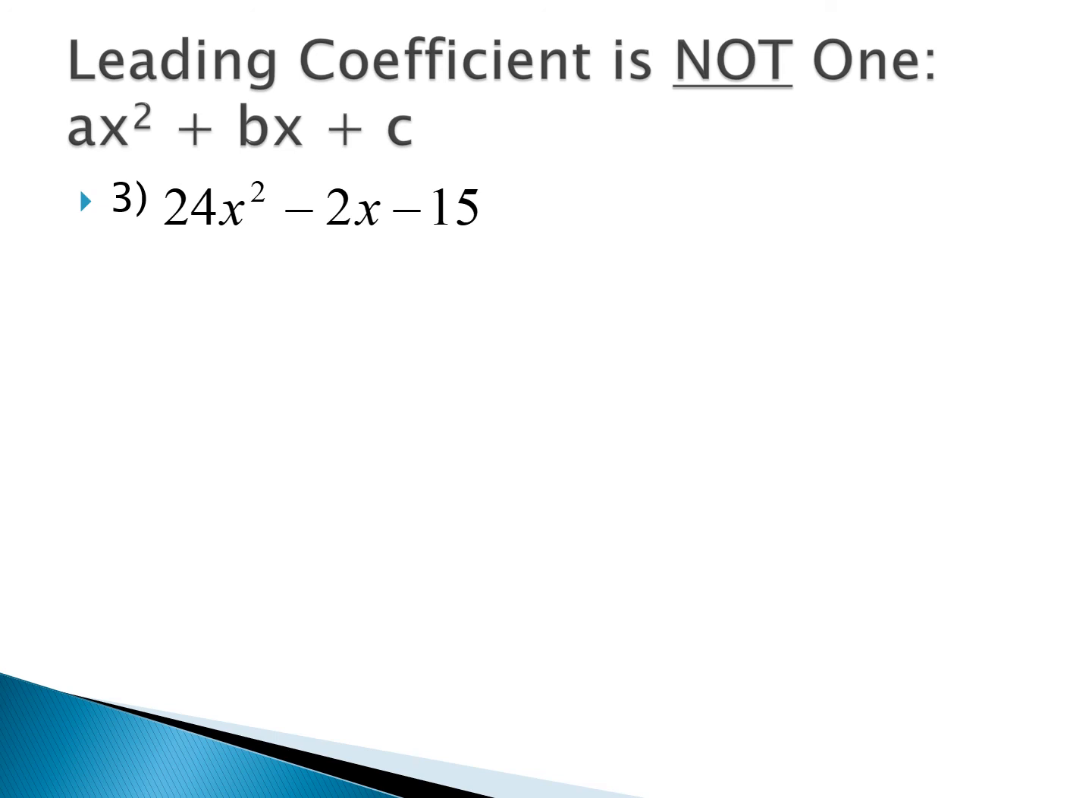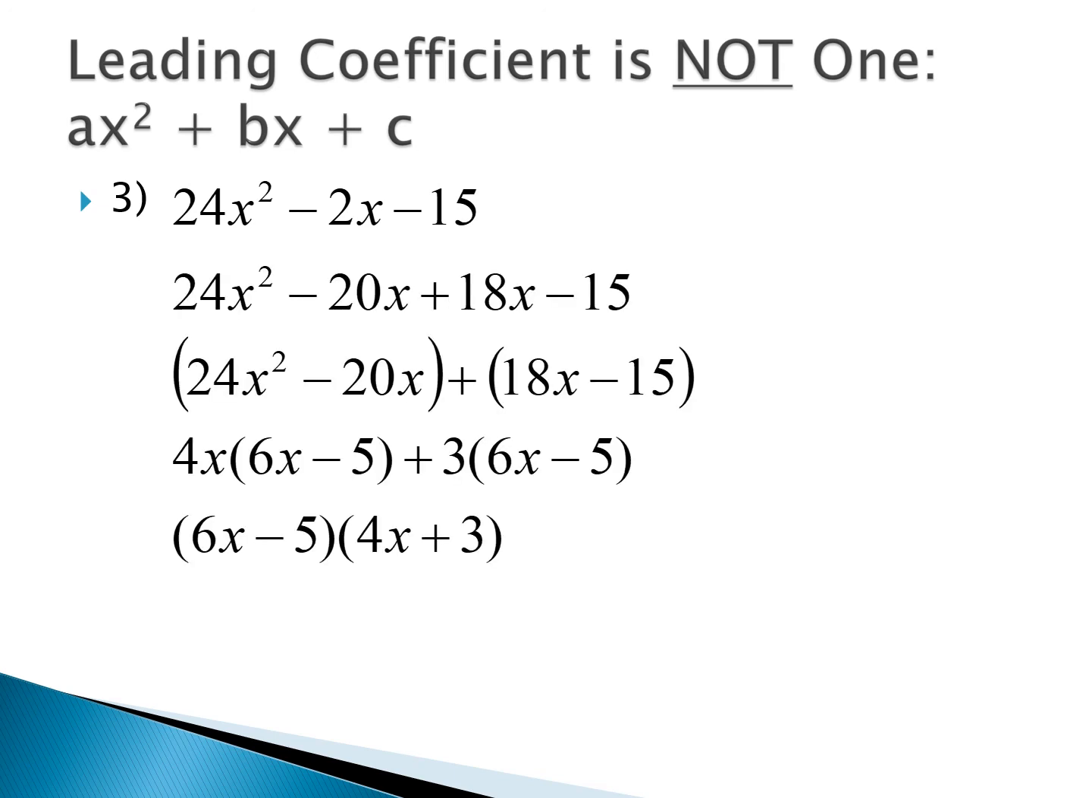For this one, don't see a GCF, multiply together A and C, and this is why this method is going to be helpful, because sometimes you get very large numbers. 24 times negative 15 is negative 360. So you might need to use a calculator here to determine, okay, what two numbers multiply to get negative 360 that add to get negative 2? It was negative 20 and positive 18. We then group those together. You get 4x times 6x minus 5 and 3 times 6x minus 5. Factor out that 6x minus 5, and now it's factored.